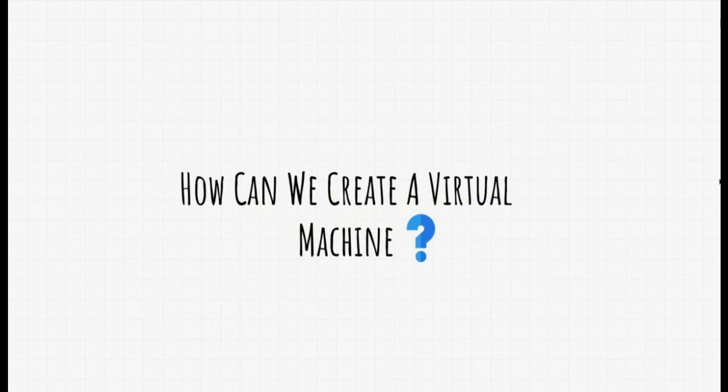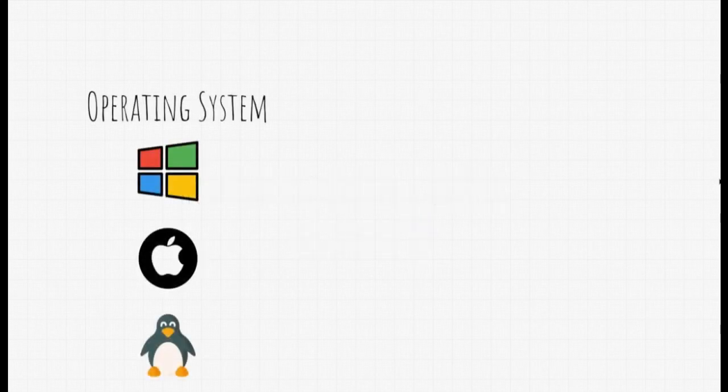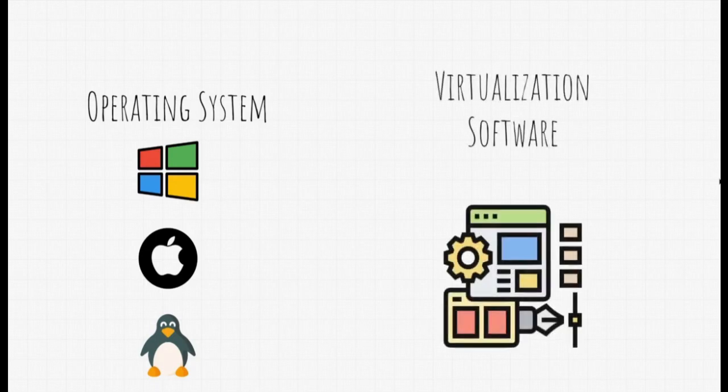Now that we know how virtual machines work, and why we are going to use one, you must be wondering, how can we create a virtual machine? Actually, it is pretty easy. All we need are 2 things. We need an operating system that we want to install in that virtual machine, and we also need something called virtualization software.